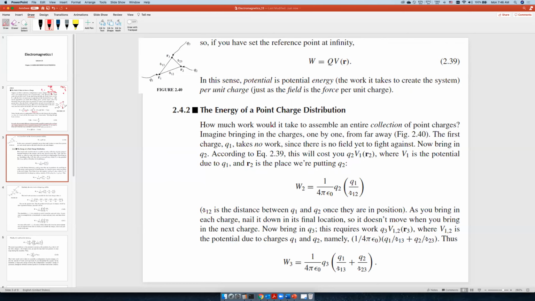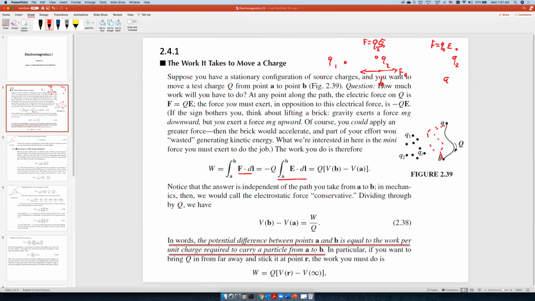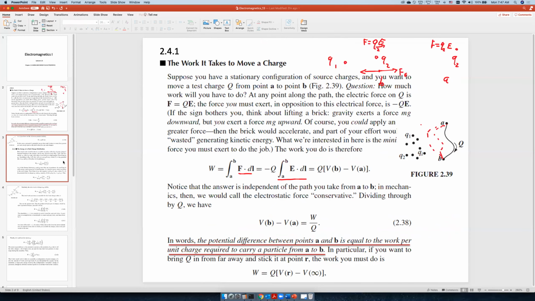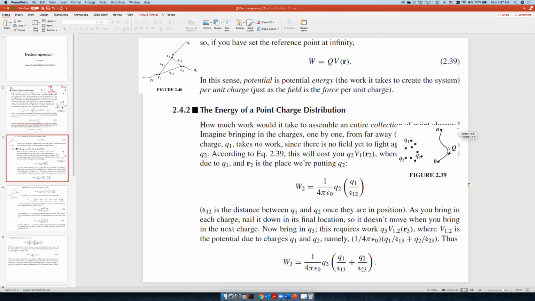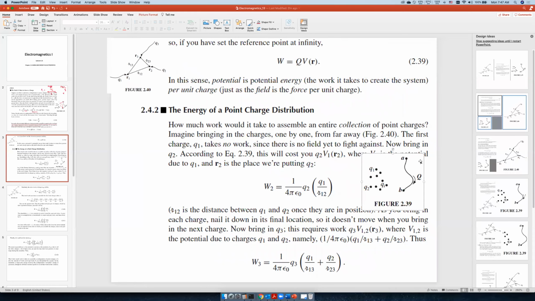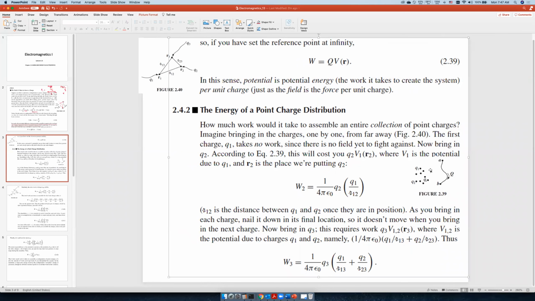Now, how much work would it take to assemble an entire collection of point charges rather than just 2 charges? Let's add the charges one by one. If you look at this figure, let's move this figure here so that it's more clear. If we move it here, now let's say you have 2 charges. How to calculate the work you need to do when you add the 3rd charge?